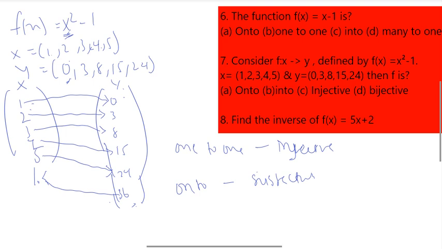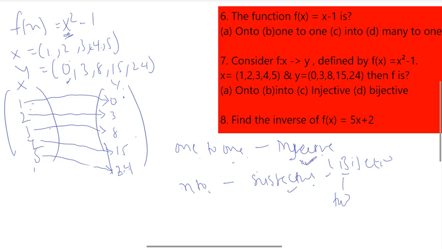Let me clean this 36 so it does not confuse us. This is 24. So now, since everything in Y has an image in X, it means that it's onto. So now it is both onto and one to one. So that means it is surjective and injective. Now, whenever a function is injective and surjective, it is bijective. This bi meaning two. So it is bijective, meaning that it's injective at the same time and surjective at the same time. So the correct option is going to be bijective. Not that injective is wrong, not that onto is wrong, but it is the both of them. So it is going to be bijective.